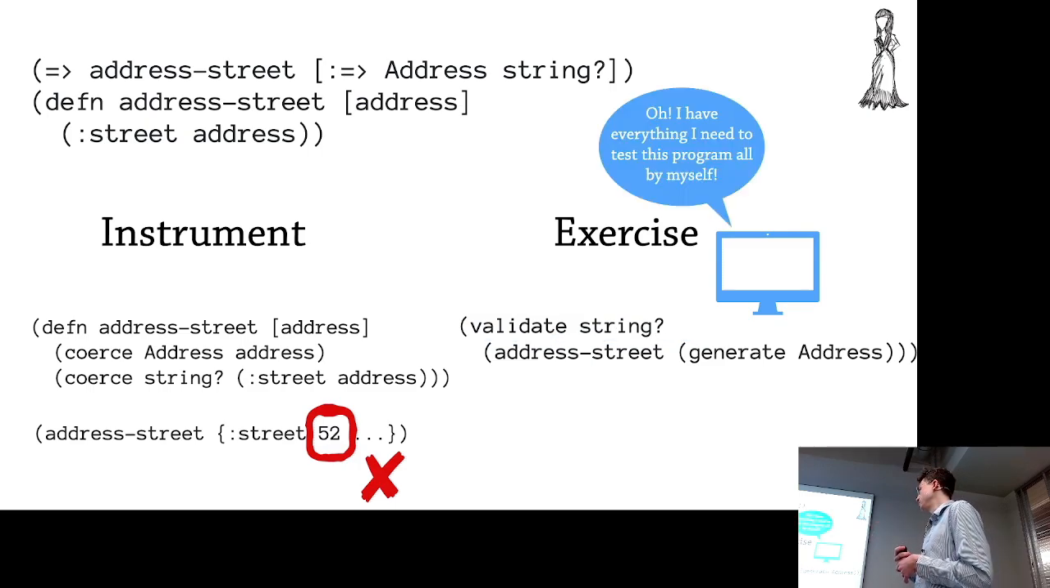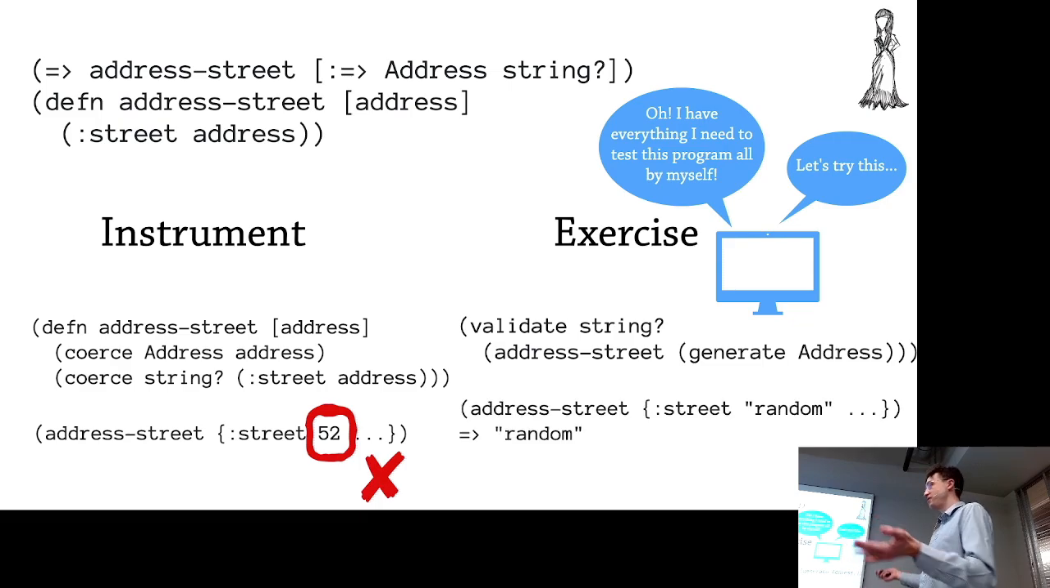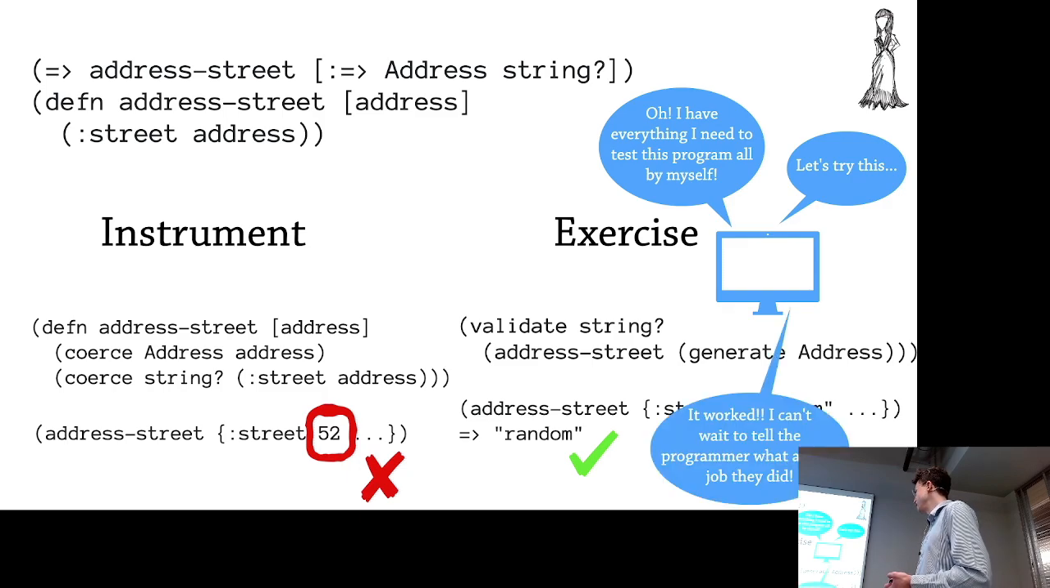So the computer's saying, oh great, I have everything I need to test this program all by myself. Let's just try generating a random address, and it's going to check whether the output is correct and the input is correct. And you can imagine if you leave this computer long enough, it's going to try a lot of different corner cases you've never thought of. And in the end, it worked. I can't wait to tell the programmer what a good job they did. That's what I hope Malli thinks of me when I write a good program.